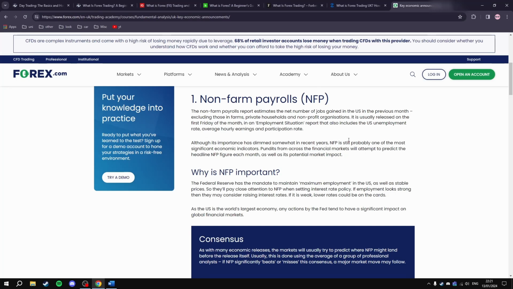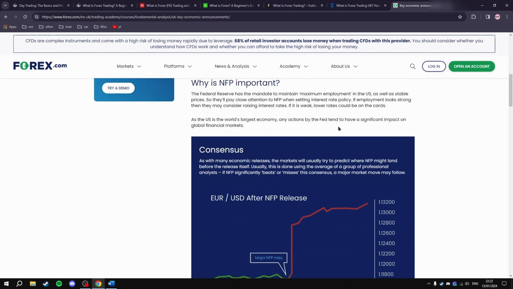Is there one for the UK then? Although its importance has dimmed somewhat in recent years, NFP is still probably one of the most significant economic indicators. Pundits from across the financial markets will attempt to predict the headline NFP figure each month, as well as potential market impacts. Why is NFP important?